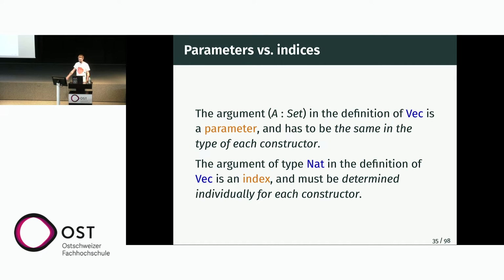Right, so this is what I said. The argument A, that's called the parameter, has to be the same for each constructor. The argument of type Nat, that's called an index, and it can be determined individually, so it can have a different value for each constructor.